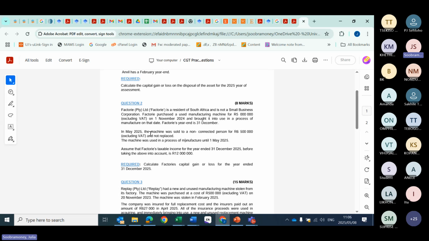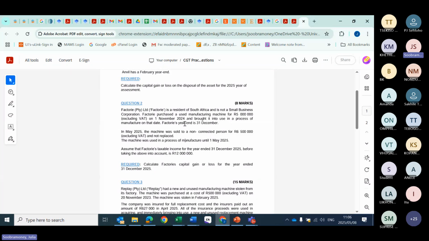And your answer is yes, you did. Now you need to ask yourself, how much allowance can I calculate? Well, when did we purchase the machine? In November 2024, which means we purchased it in the last year of assessment. So the last year I got 20%. This year I'm getting 20%.